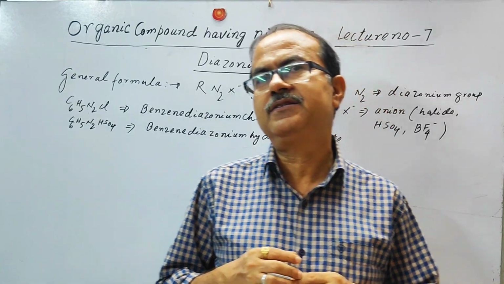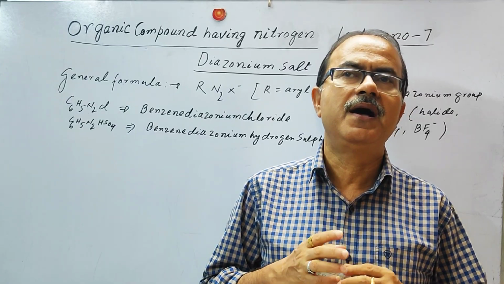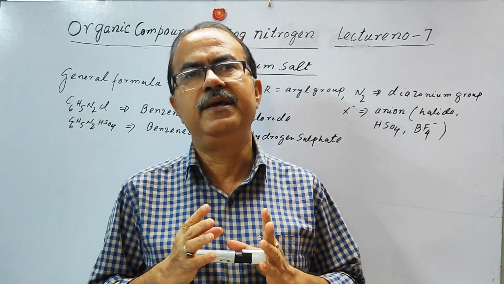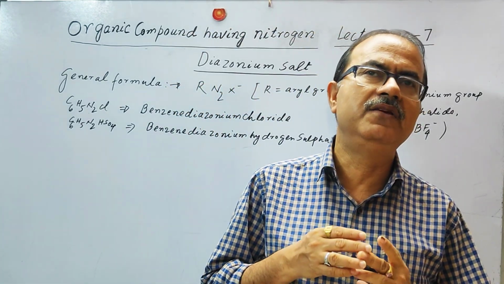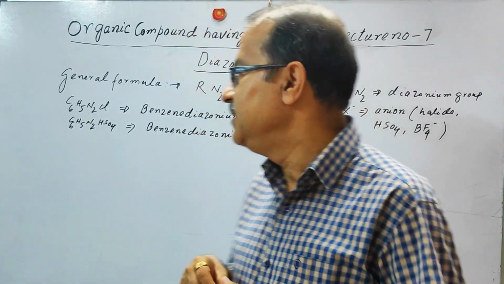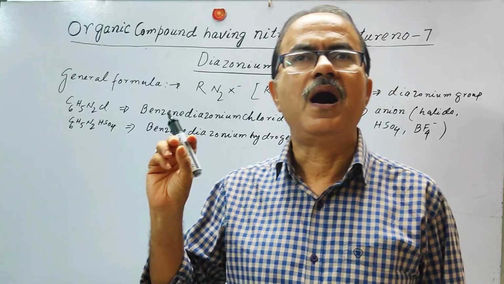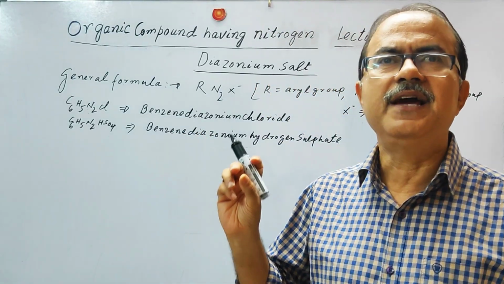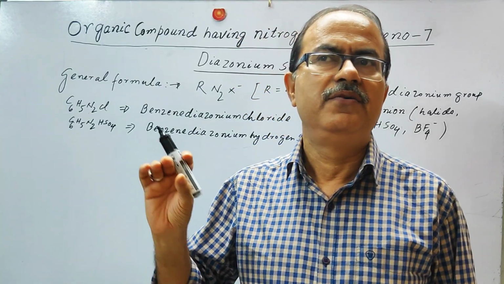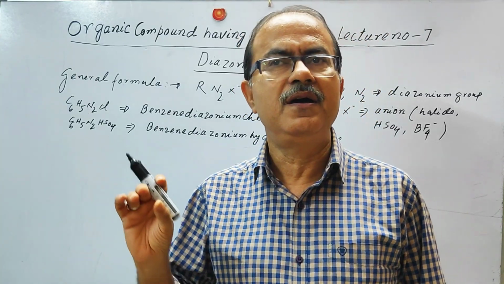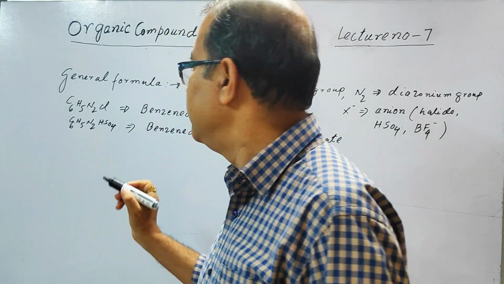The question arises why the diazonium salt prepared from aromatic primary amines is stable, whereas the one prepared from aliphatic primary amines is not stable. The reason is that the arene diazonium cation is very much stabilized due to the dispersal of the positive charge through the ring, which we can easily see from the resonance structure.